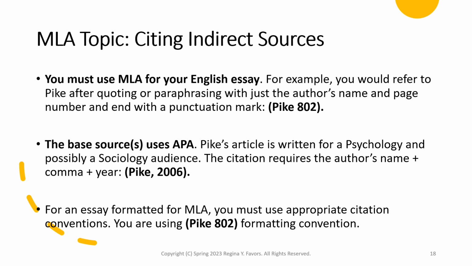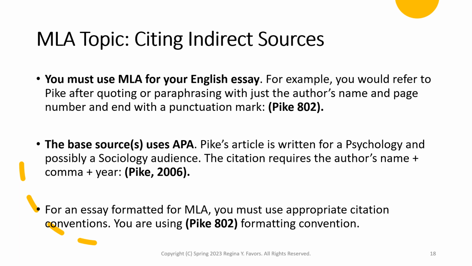So you must use MLA for your English essay. For example, you would refer to Pike after quoting or paraphrasing with just the author's name and page number and end with a punctuation mark, as you see here, Pike 802, period. The base source, however, the Pike source, uses APA in terms of formatting. Pike's article is written for a psychology and possibly a sociology audience. The citation requires the author's name plus comma plus year. So this is how you would create the end of sentence citation for an APA paper, Pike, 2006. You don't need a page number.